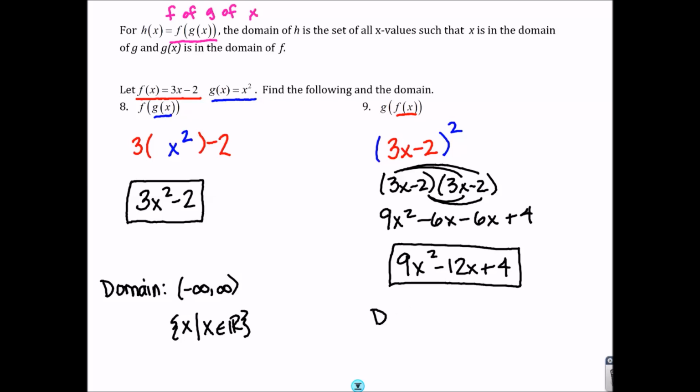Again, we need to find the domain of this function. We already said that the domain of both f of x and g of x is all real numbers. And we end up with a polynomial as our final answer, which also has a domain of all real numbers. And again, you can write it in either interval notation or set notation. Let's take a look at another example.